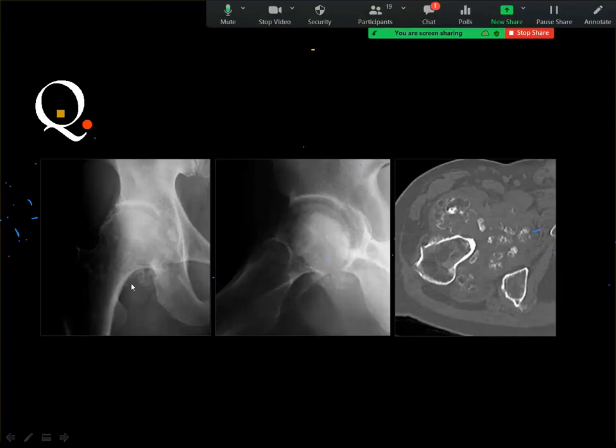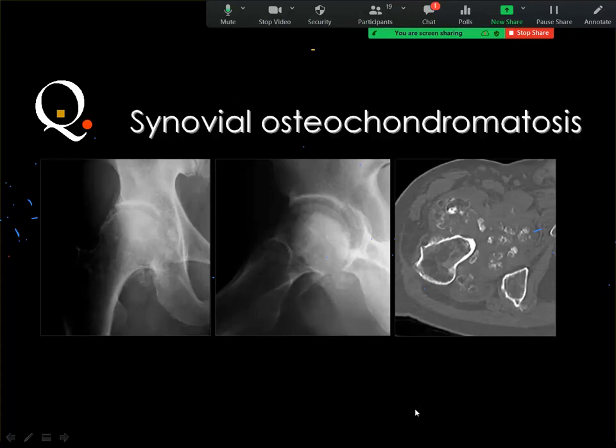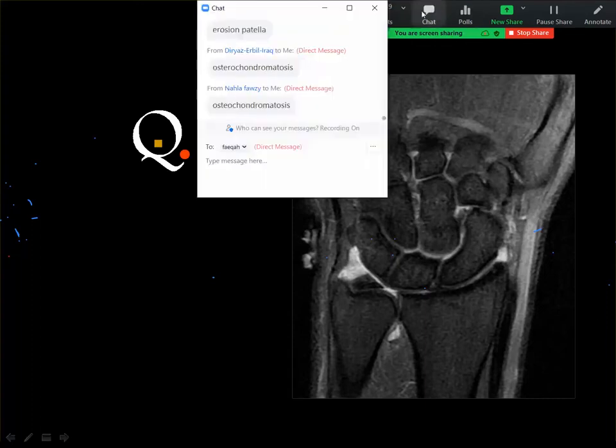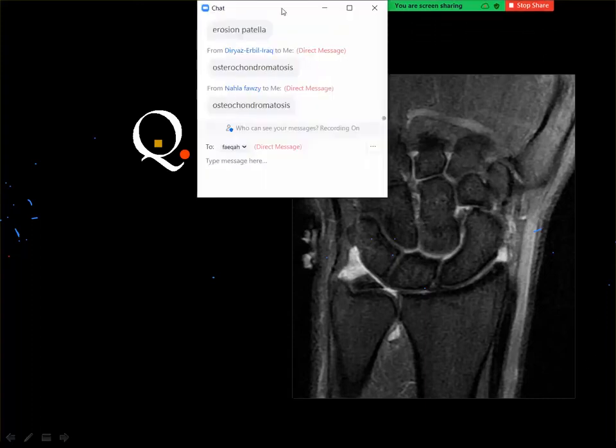Actually, you may diagnose this lesion very easily from the plain film, but sometimes they present this case as a spot case in the exam, and you have to spend some time thinking about these calcific structures, and you should consider this as synovial osteochondromatosis. Next case is an MRI of the wrist joint in the coronal view STIR image.